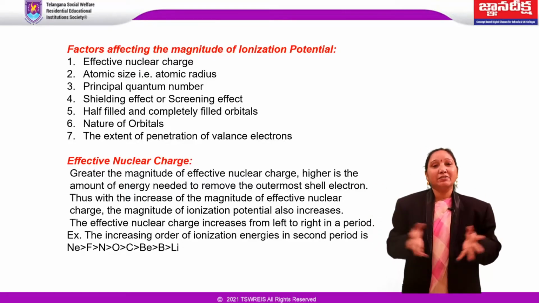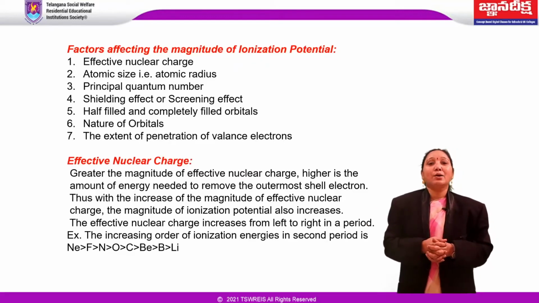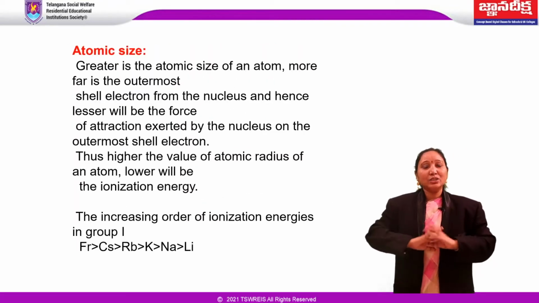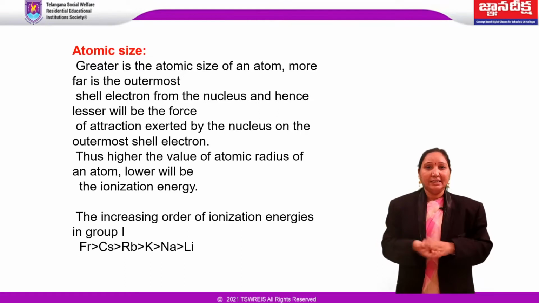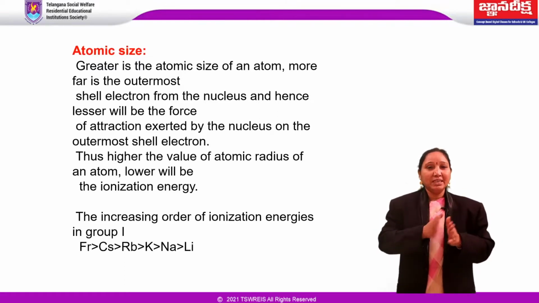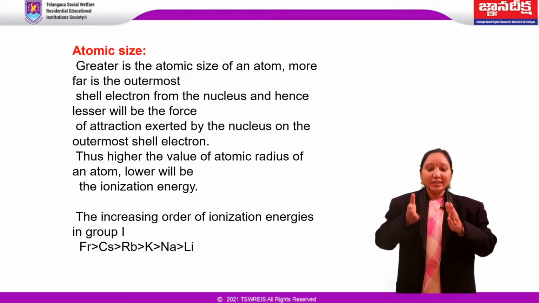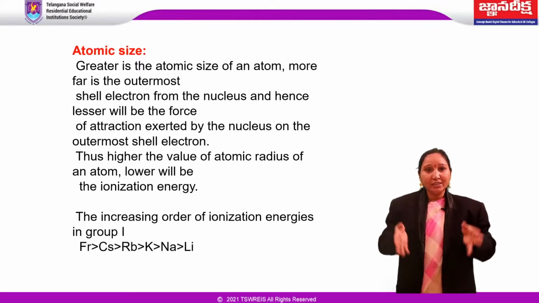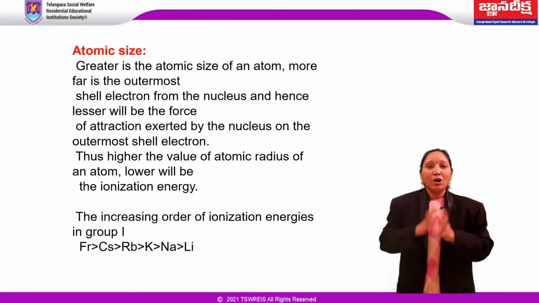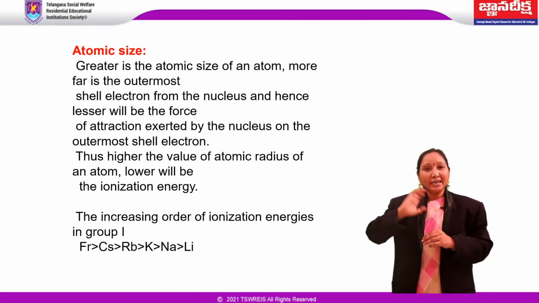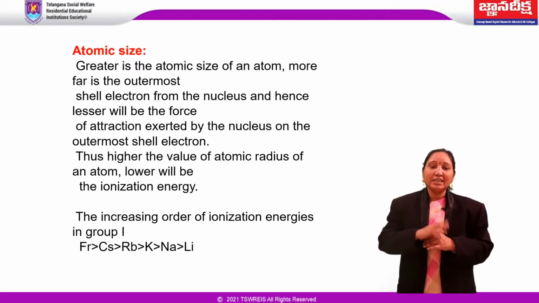Okay, what is our second factor? The second factor is atomic size. Atomic size is also defined as atomic radius. What is atomic size? It is nothing but the distance between the nucleus and the outermost orbit of a given element. When new shells are added to the element, the distance increases, obviously the size will increase, and as the size is increasing, the atomic size as well as the atomic radius also increases. Greater is the atomic size of the atom.